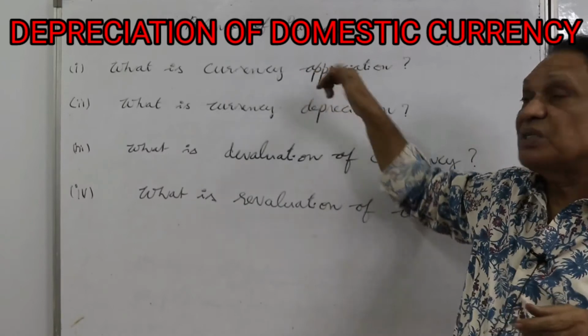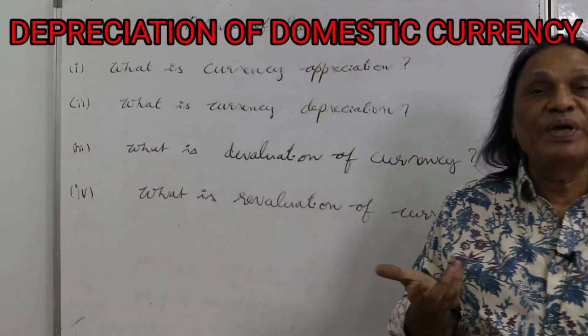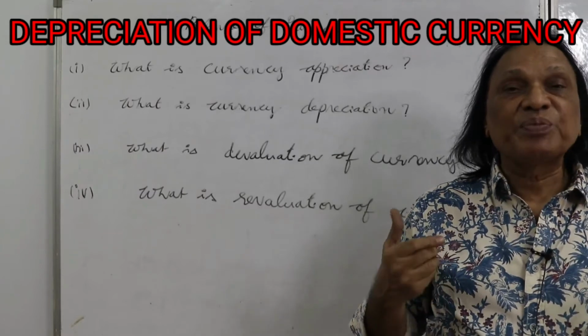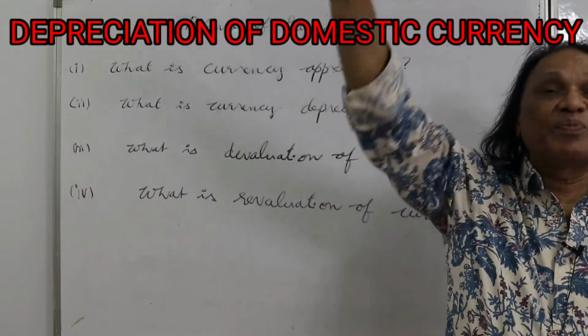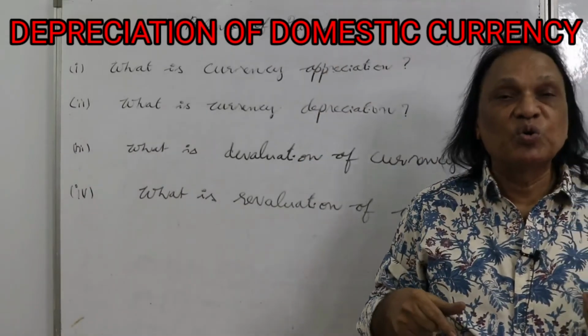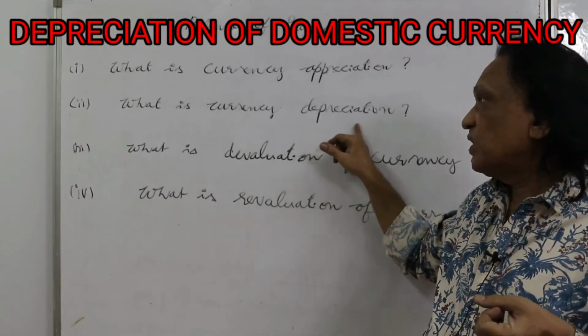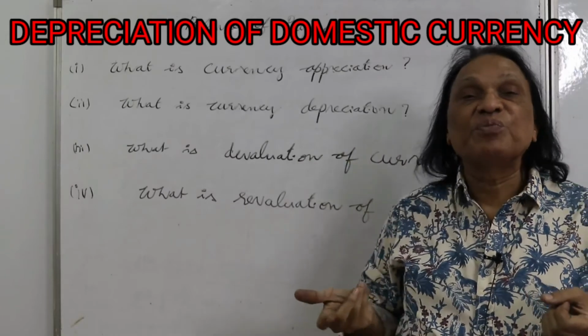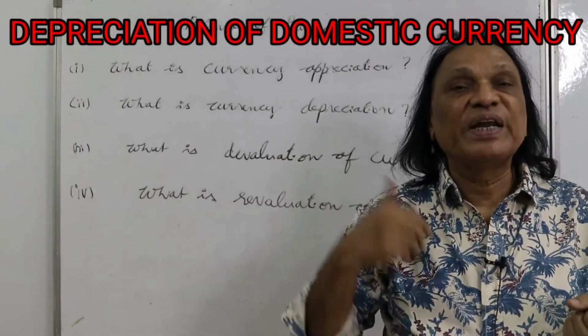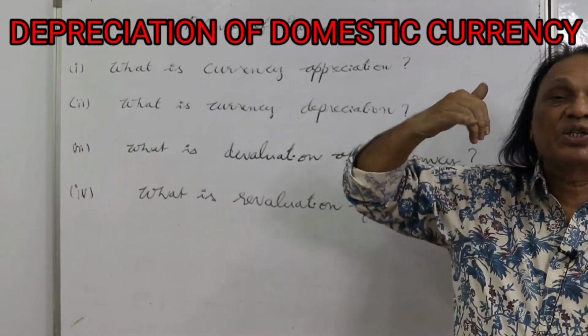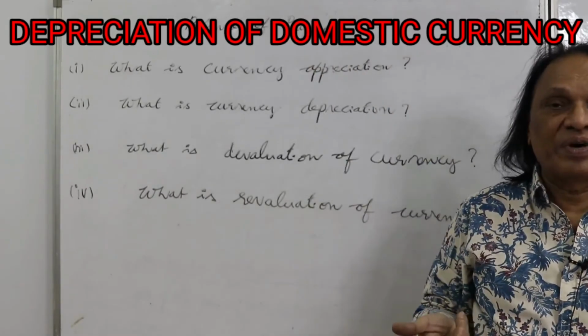So in case of appreciation of our currency, we will be able to buy more foreign goods with the same amount. What is appreciation of foreign currency? That means they will be able to buy more goods from our country with the same amount. And what is depreciation of our currency? We have to pay more rupees to buy, which means we get fewer goods from other countries. Depreciation of foreign currency means they buy fewer goods from our country.